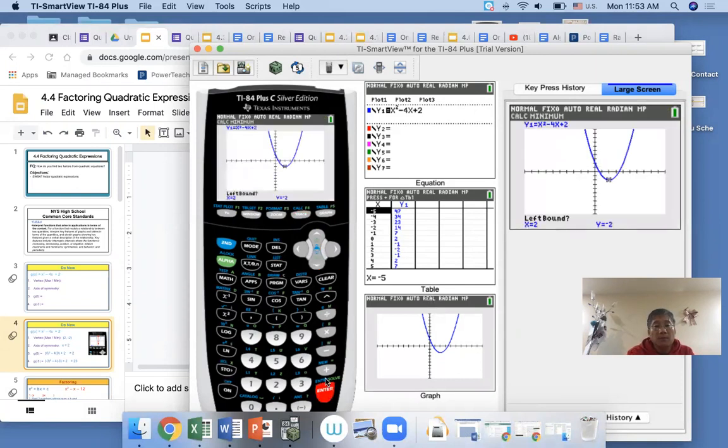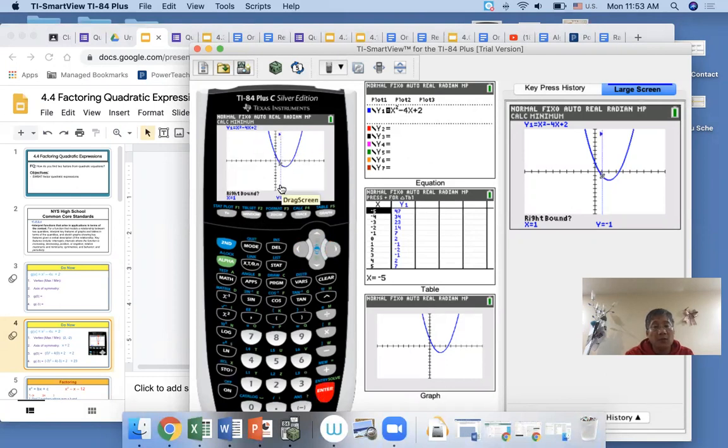Now, what does it say? Left bound, right? How do you find the left bound? You need to move the cursor to the left side of the vertex. Anywhere on the left side, you can go closer or farther, it doesn't matter. Then press enter. Then that's the left bound.